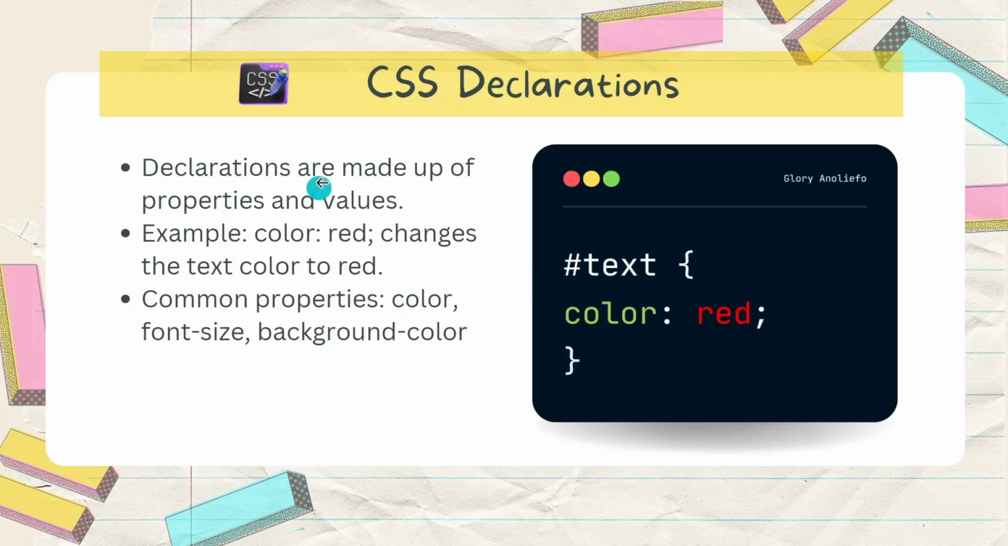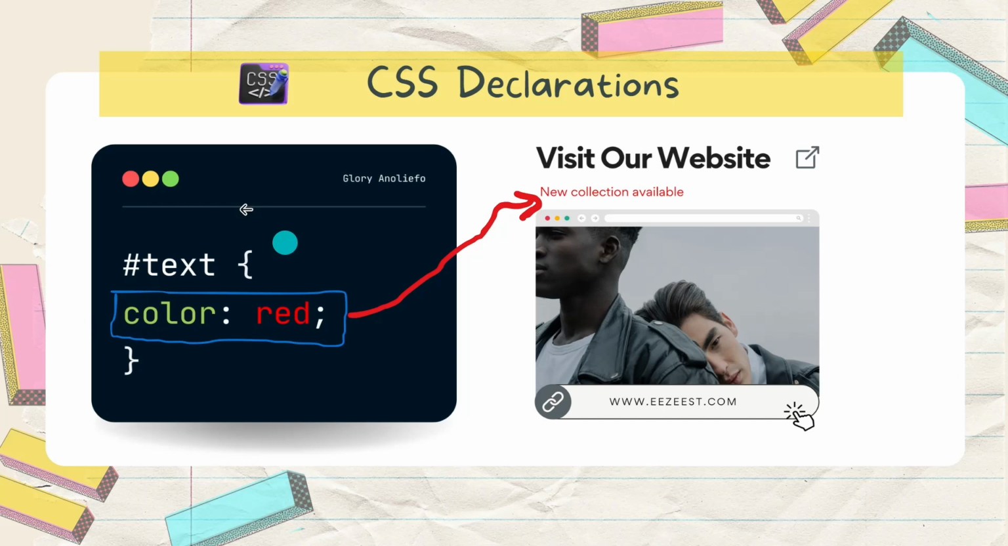So like I mentioned before, declarations are made up of property and values. You have examples. You want to set the property, which is the color. In this case, the property is the color, while the value is red. So it changes the color of the text to red, right? I also mentioned before, we have common properties like color, font size, background color, which we've seen in previous examples. So let's look at this example here.